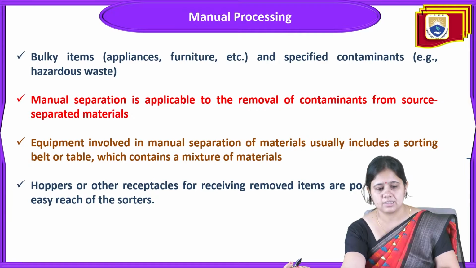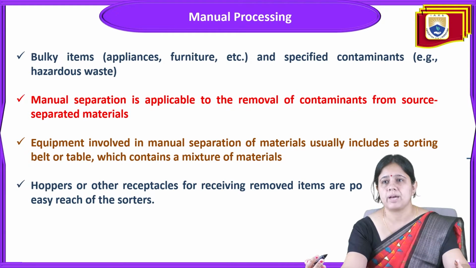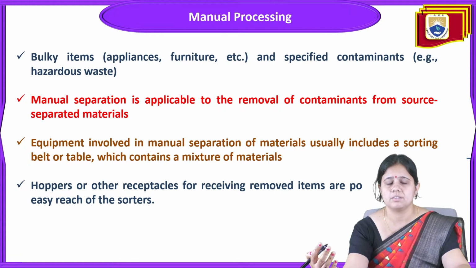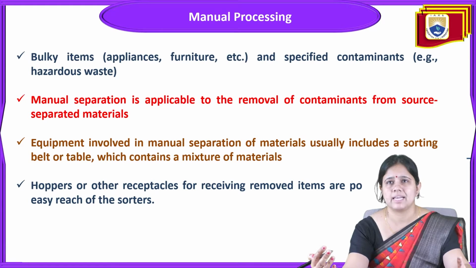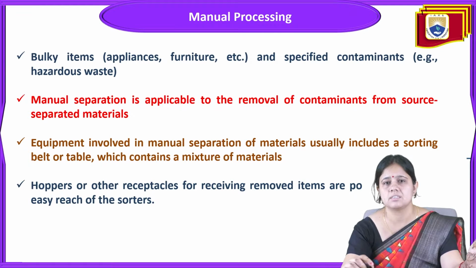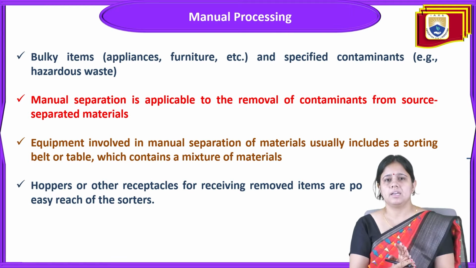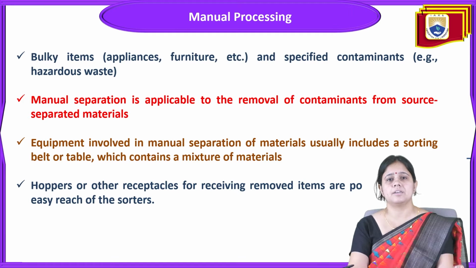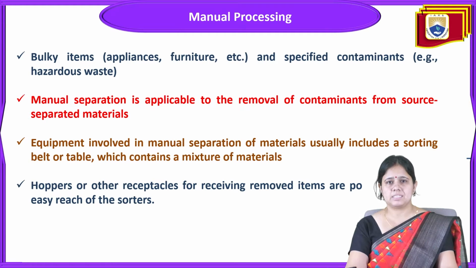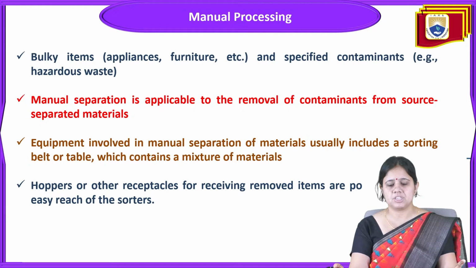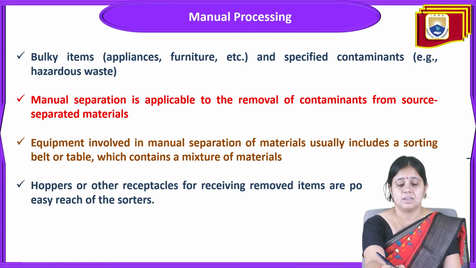Next point is manual processing. What is done manually? First, bulky items like some appliances and furniture, or specified contaminants that we know are contaminants. Some big items like discarded furniture, discarded clothes, discarded appliances can be handled manually only, because a person can handle them. Manual separation is applicable to the removal of contaminants from source separated material.